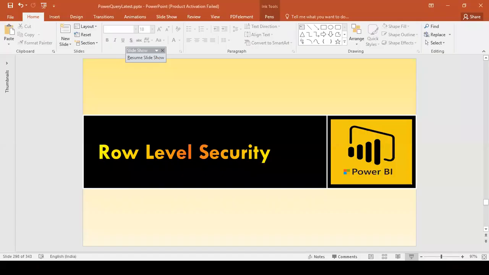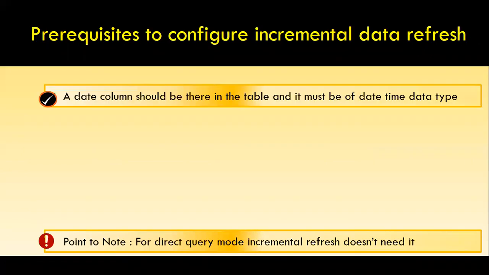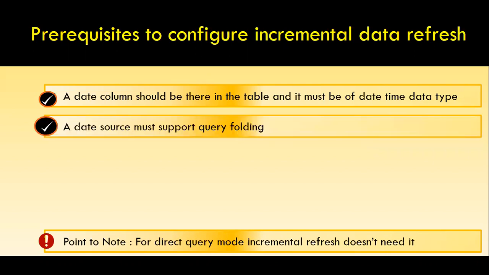Now we will take a look at how we can implement the row level security. Sorry, incremental data refresh. What are the prerequisites to implement it? The date column should be there in the table, and it should be of date time data type. The next prerequisite is that the data source must support query folding, or the DBMS.